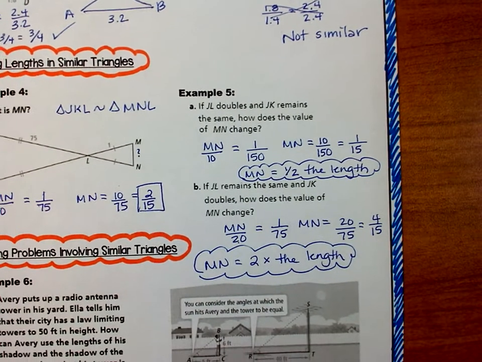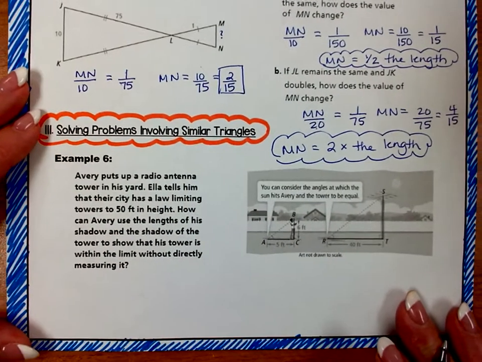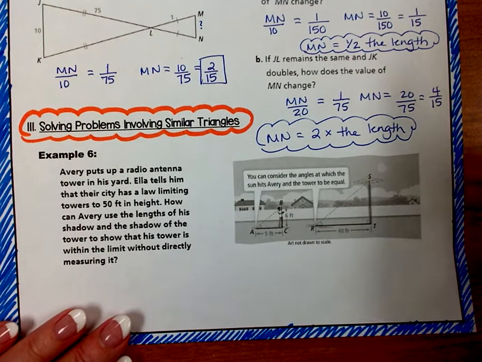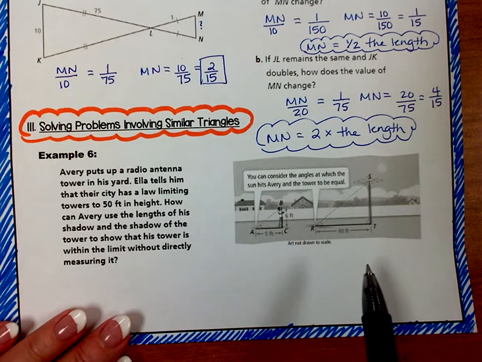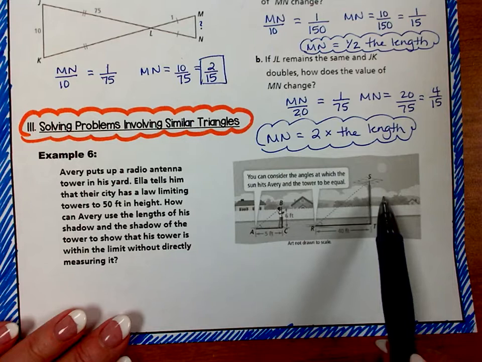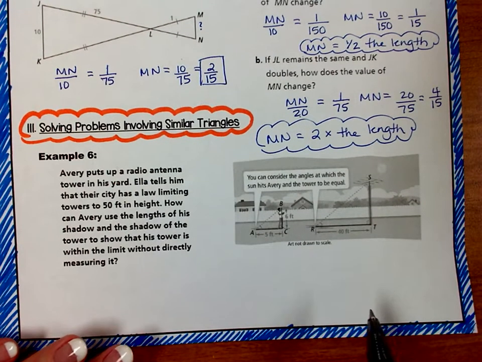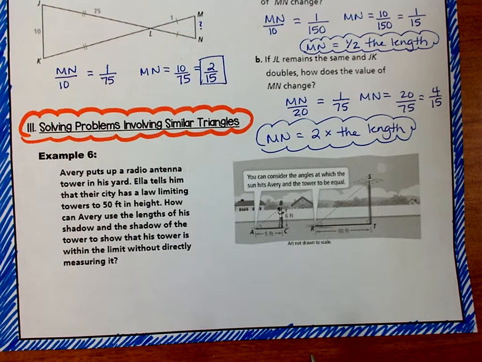Okay, those are all different ways to look at finding lengths in similar triangles. The last one is a word problem. It says Avery puts up a radio antenna, or radio tower, in his yard. Ella tells him that their city has a law limiting towers to 50 feet in height. How can Avery use the lengths of his shadow and the shadow of the tower to show that his tower is within the limit without directly measuring it?